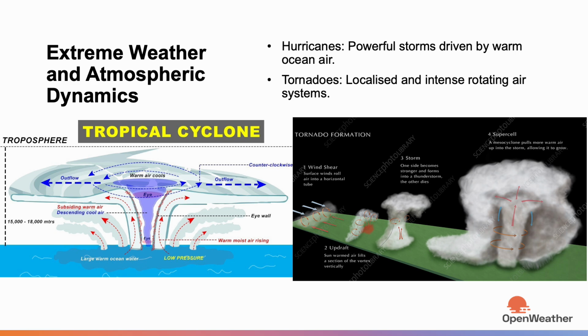Extreme weather events like hurricanes and tornadoes are the result of complex atmospheric dynamics. Hurricanes form over warm ocean waters, drawing energy from the heat. Tornadoes, on the other hand, are fast-moving columns of rotating air caused by specific conditions in thunderstorms.